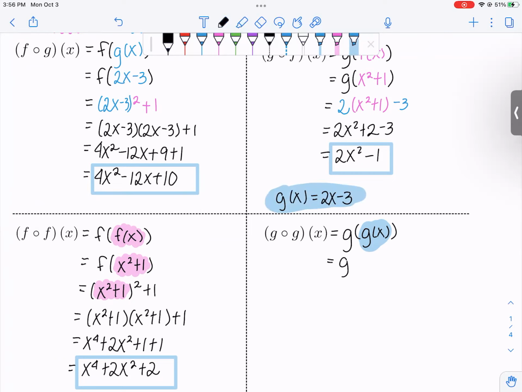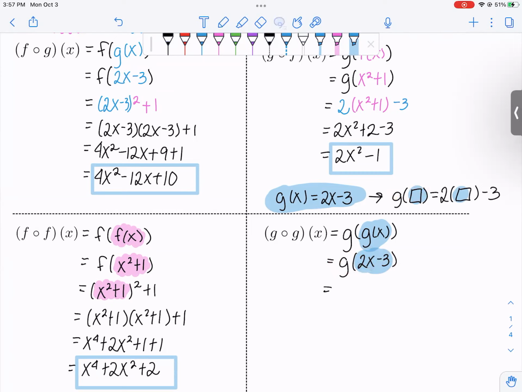So this becomes g of 2x minus 3. Again, much like with f, I could rewrite this as g of whatever is equal to 2 times whatever minus 3. I'm taking this 2x minus 3 and plugging it in for these places because g of 2x minus 3, the box is the 2x minus 3.